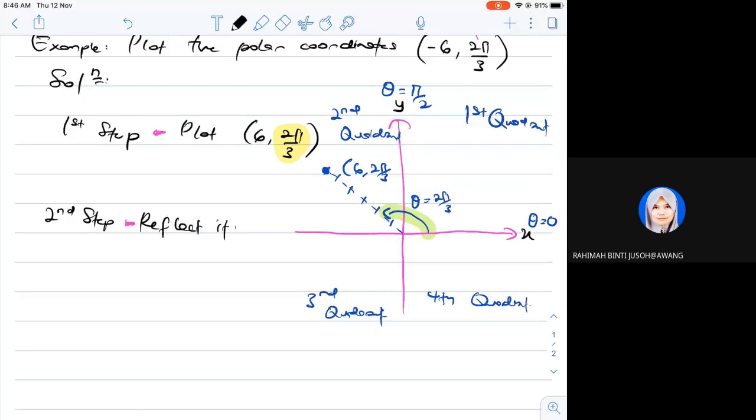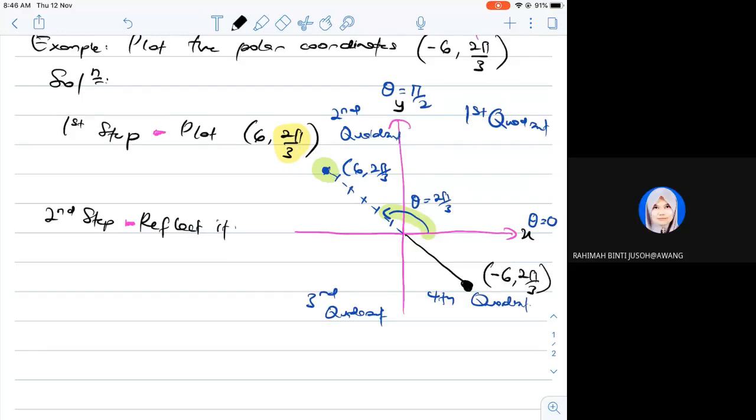So instead of having the position in the second quadrant, we should reflect this coordinate to the fourth quadrant. Therefore the coordinate should belong here. This is the answer. We reflect from the second quadrant to the fourth quadrant. So here, this is the coordinate of -6, 2 pi over 3. So this is the answer. Understand, guys? Yes. Okay, good, well done.